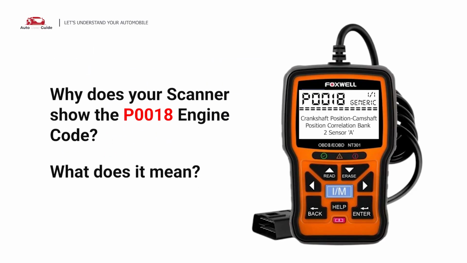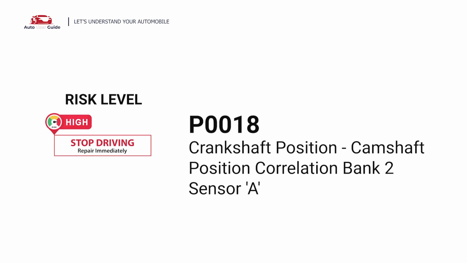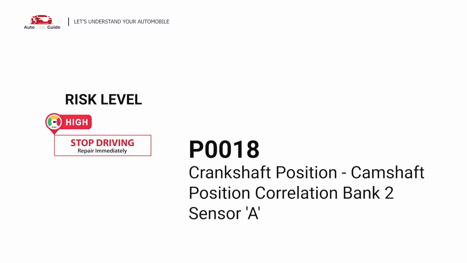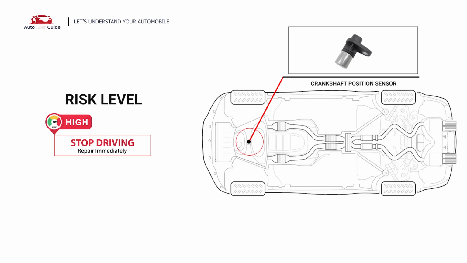Why does your scanner show the P0018 engine code? What does it mean? P0018 is a diagnostic trouble code for crankshaft position, camshaft position, correlation, bank 2, sensor A. This engine code indicates that there is a problem with the timing between the crankshaft and camshaft on bank 2 of the engine. This misalignment can lead to various engine performance issues. Under this circumstance, stop driving and repair your vehicle immediately.